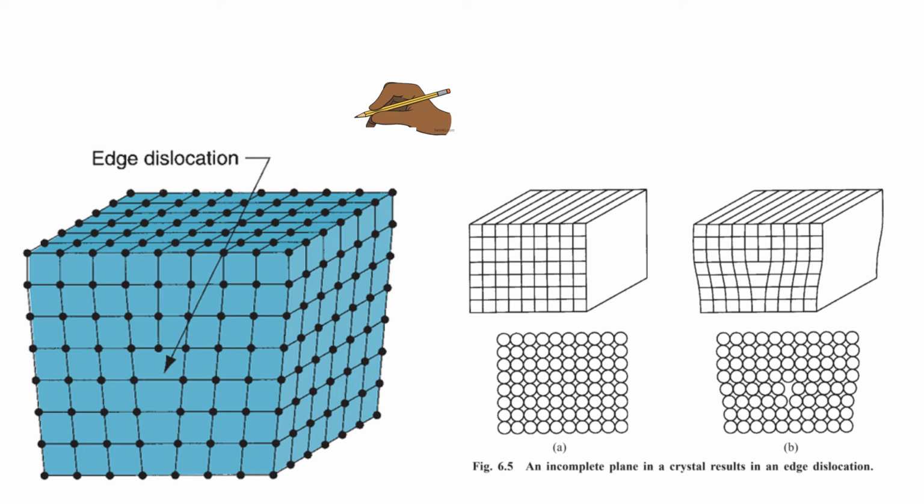Now we will learn about edge dislocation in detail. You can see an arrangement of a perfect crystal here. It's made up of vertical planes parallel to one another. See, one plane, 2, 3, such a number of vertical planes stacked parallel to each other.